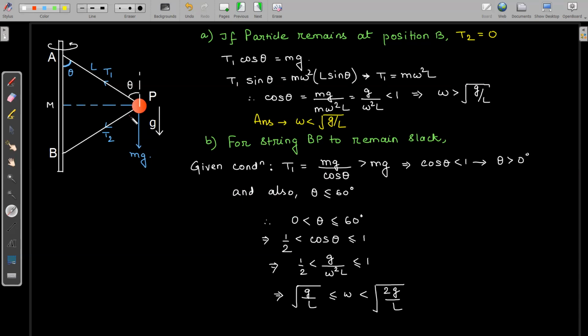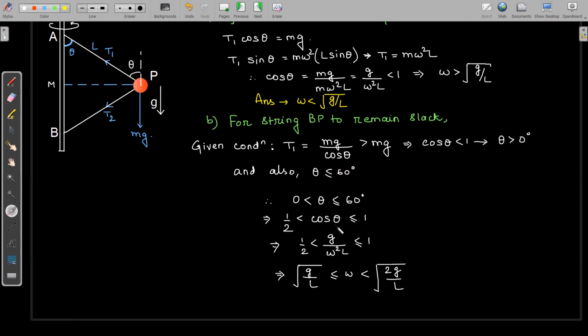And also, if the string BP remains slack, it means that the angle theta that the string AP is making from the vertical remains less than or equal to 60, where 60 is the critical case. So if this angle theta remains less than 60 degrees, then definitely the string BP is remaining slack. Right. So the first condition is theta is greater than 0, and our next condition comes out to be that theta is to be less than 60. I'm taking this equality for the critical condition. So the range of theta is from 0 to 60 degrees.